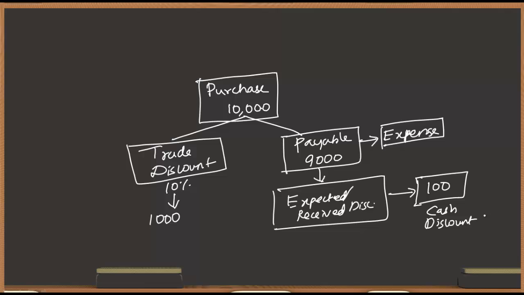So what is the actual expense for the company? Is it 10,000 or 9,000? Answer is, it is only 9,000, because only 9,000 the company has got to pay. So we'll debit this 9,000 first. That 9,000 is for purchases, right? So it is purchases account debit 9,000.